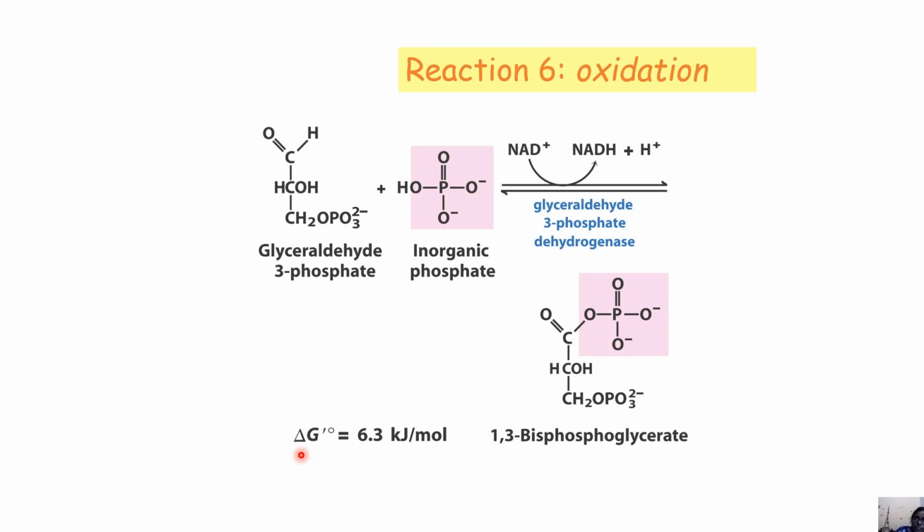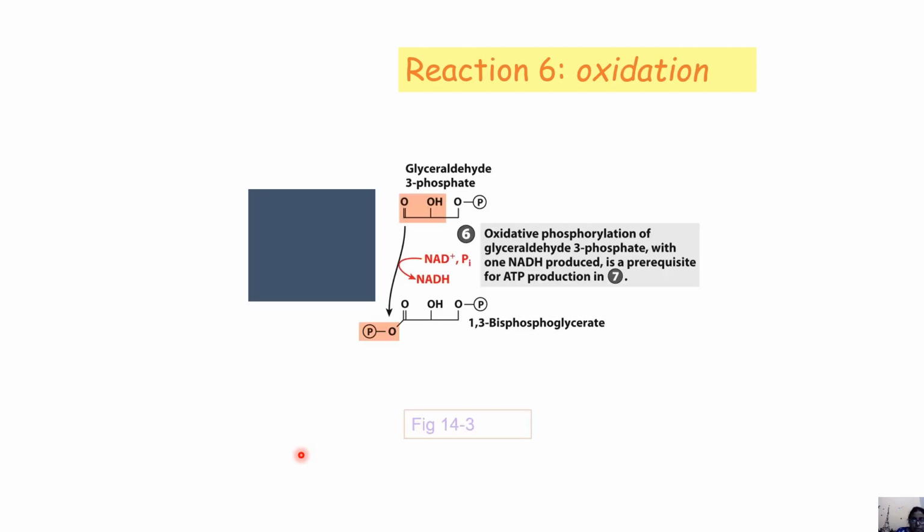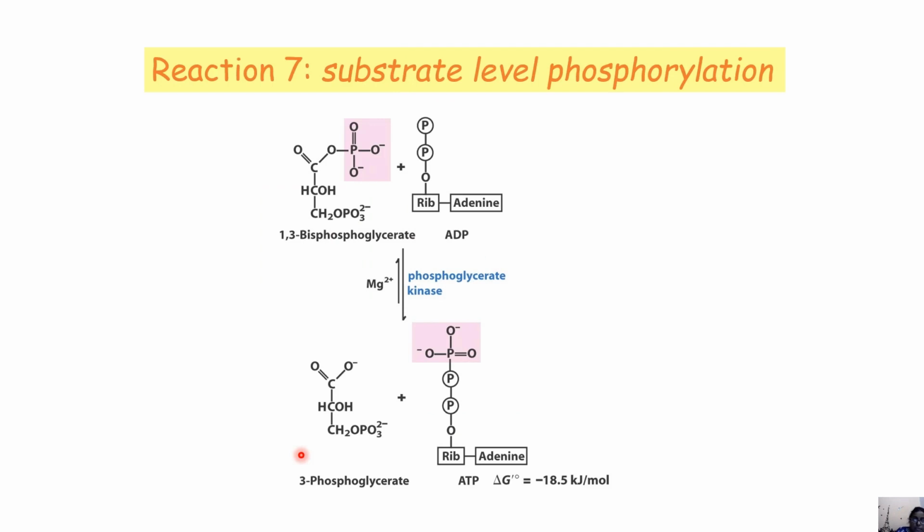Then reaction 6 is oxidation. So glyceraldehyde 3-phosphate plus inorganic phosphate will give rise to 1,3-bisphosphoglycerate. Oxidative phosphorylation of glyceraldehyde 3-phosphate with 1 NADH produced is a prerequisite for ATP production. Reaction 7 is substrate level phosphorylation, when 1,3-bisphosphoglycerate will give rise to 3-phosphoglycerate with magnesium ions and phosphoglycerate kinase.